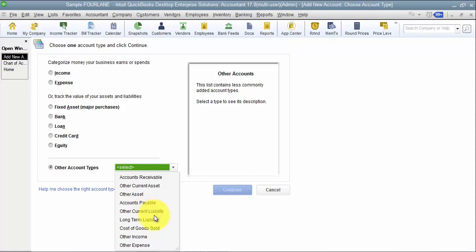Next, we have long-term liabilities, a balance sheet account type. These would be things that take longer than a year to pay off. Examples are mortgages, long-term lines of credit, vehicle or equipment loans, and maybe payables to owners.